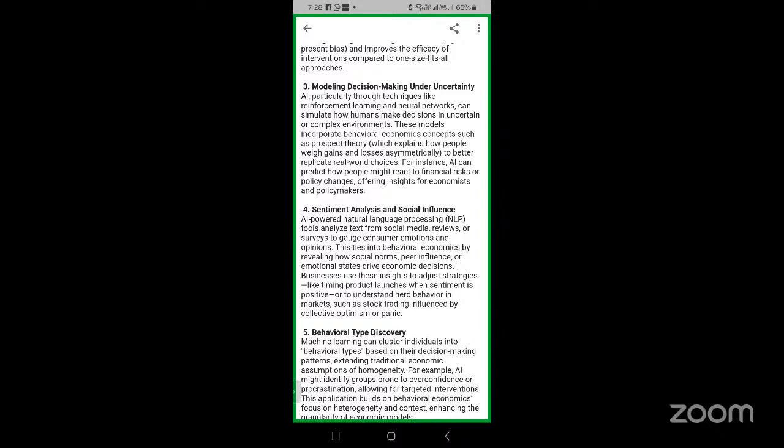Sentiment analysis and social influence. AI-powered natural language processing tools analyze text from social media, reviews or surveys to gauge consumer emotion and opinions. This ties into behavioral economics by revealing how social norms, peer influence, or emotional states drive economic decisions. Businesses use these insights to adjust strategies like timing product launches when sentiment is positive, or to understand herd behavior in markets, such as stock trading influenced by collective optimism or panic.